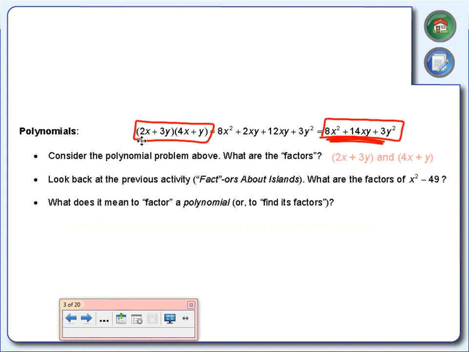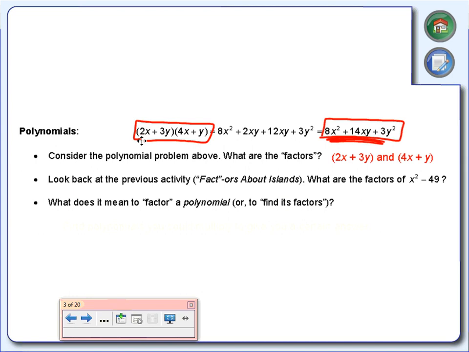Well, it's this thing up here in the front. It's the 2x plus 3y and the 4x plus y. These are the factors. Those are the two things that were multiplied together. Those are the things you'll be looking for today, the factors.